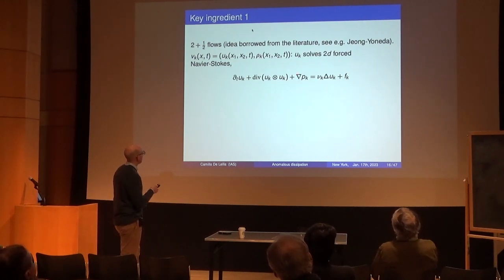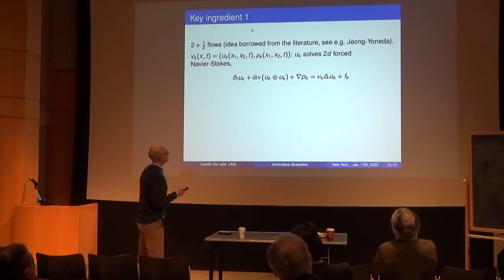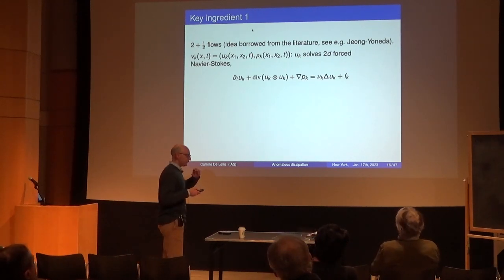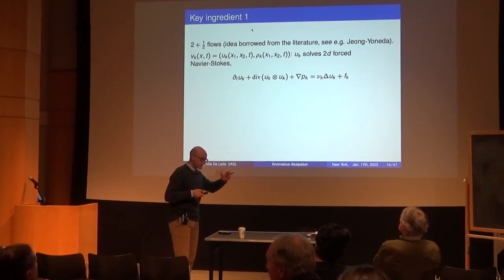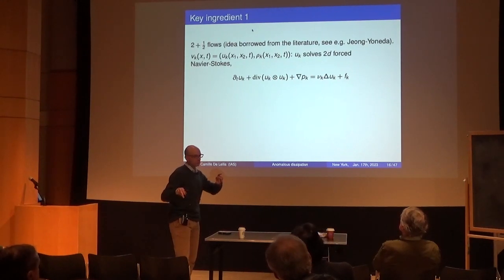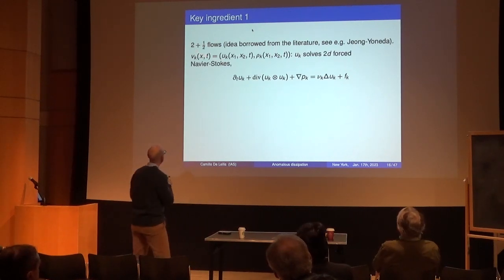So this is in 2.5 dimensions. I have the first two components and even the third component of the velocity, which depends only on the first two variables, but the third component of the velocity is still non-trivial. So it's not exactly a two-dimensional flow. That's why it's called 2.5.